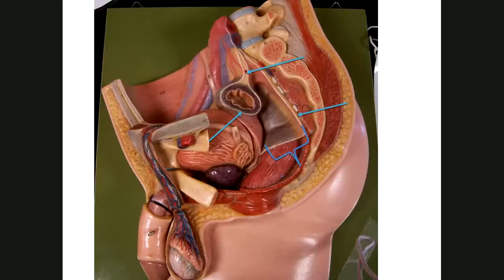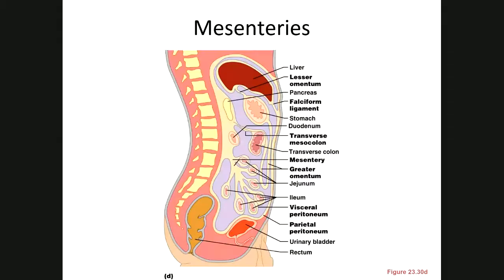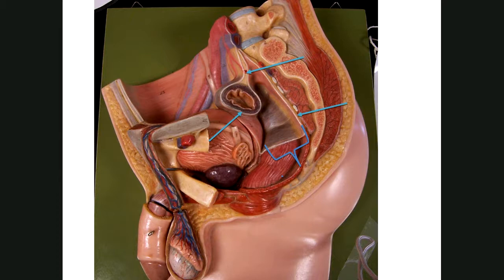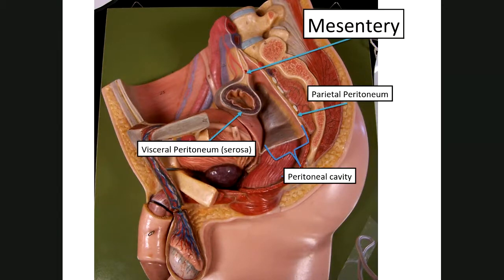The rest of these are just called mesenteries. So mesenteries include these things right here. They don't have a specific name. They're just called mesentery. If you look at mesentery, this is mesentery right here. And look at this. You can see two layers. Remember, it's a double layer of visceral peritoneum. So that is mesentery. And it's holding this in place, just like the hangers in your closet are supporting and holding up your clothes.